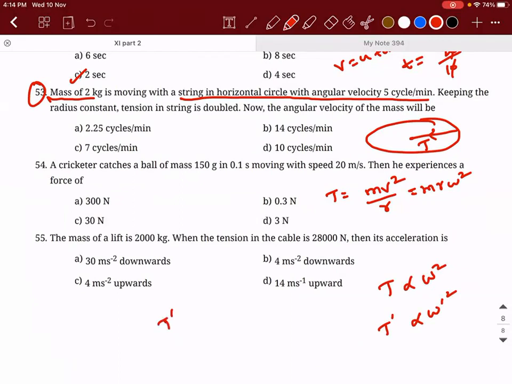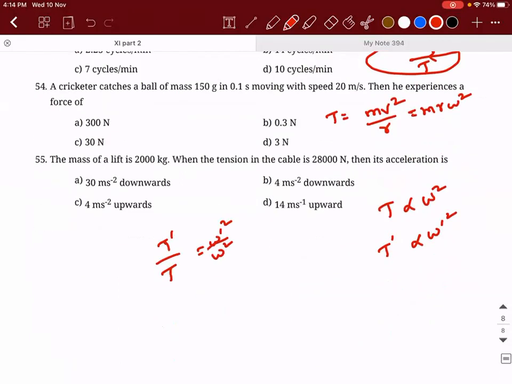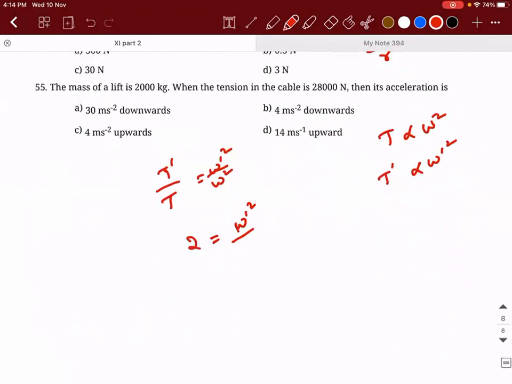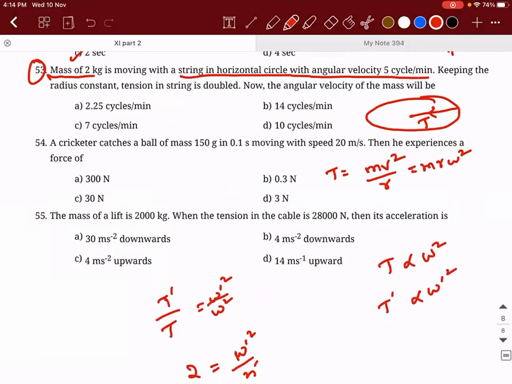So T dash divided by T is equal to omega dash square divided by omega square. So 2 is equal to omega dash square by omega square, and omega dash is what you need to find. Omega square is 25, so omega dash square is equal to 50. Omega will be equal to root 50, which is 7 point something, approximately 7 cycles per minute. I hope you guys understood, right?